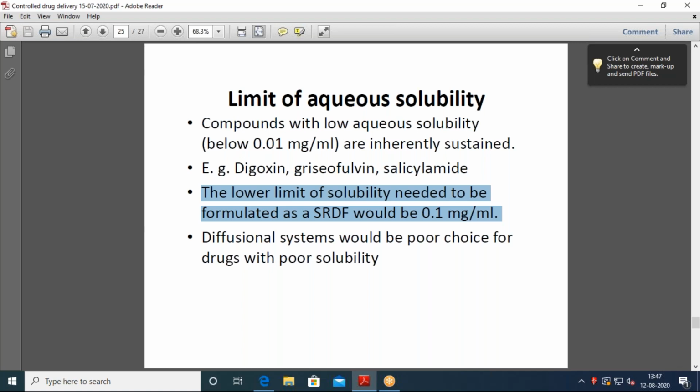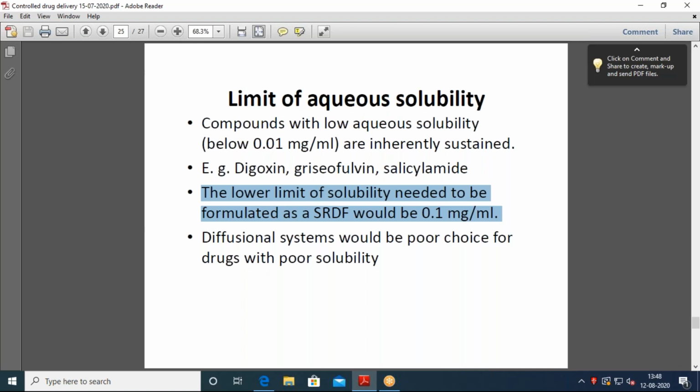Provided you know the definition of solubility, that is per 100 ml, you should know. Is it clear now? Are you able to understand? Yes? The solubility of any drug should be 10 mg per 100 ml or 0.1 mg per ml. If at all it is below that, it is difficult to develop a diffusional system.